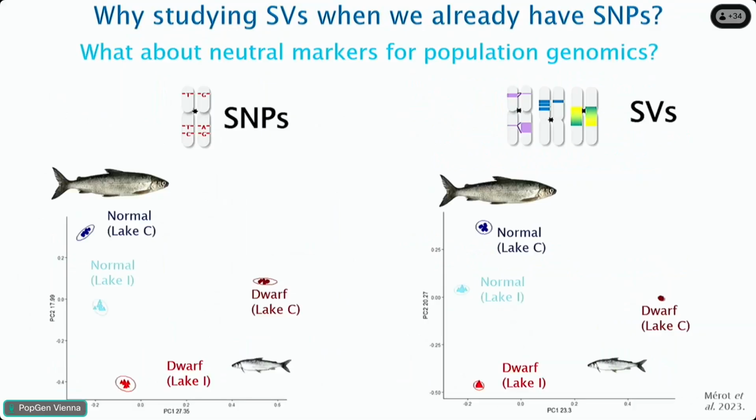And what about in population genomics? So again, coming back to my example of the fish, you see here a PCA done with structural variants and SNPs, and each dot is a fish, and they group by lake and by species. So here you would say, okay, we don't care about structural variants, right? To just get the structure, I would have the same with 100 SNPs.